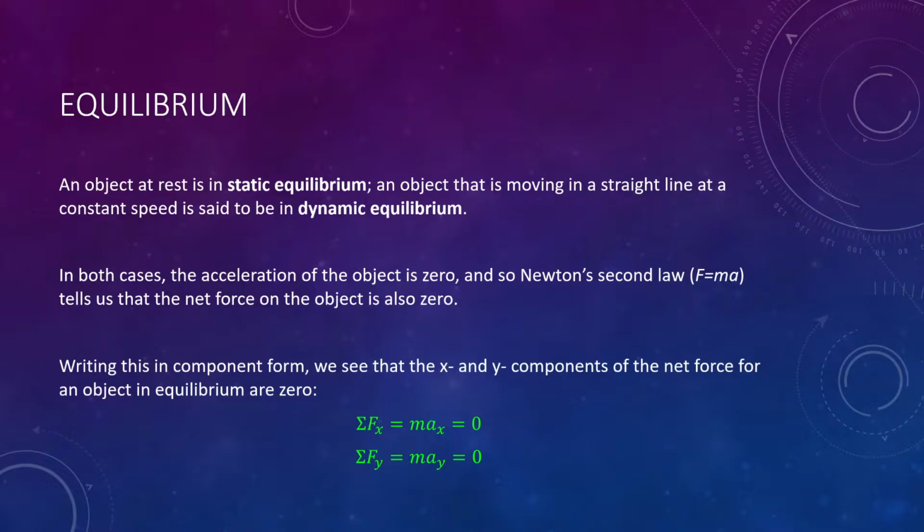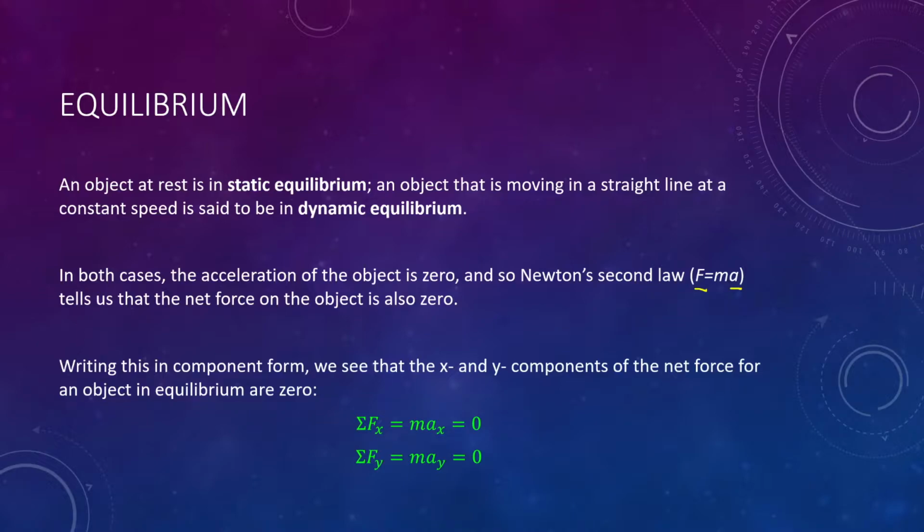So think about what this means. If you're at rest, you are not accelerating. If you're moving in a straight line at a constant speed, you are also not accelerating. So for both of these cases of equilibrium, your object is not accelerating. Its acceleration is zero. So if you take a look then at Newton's second law, which says F equals ma, well, if the acceleration is zero, you're plugging a zero into this equation, which means your net force is also going to be zero.